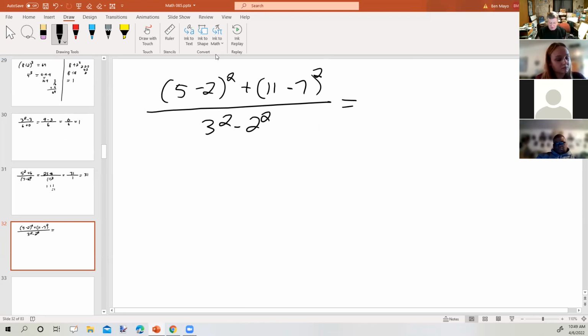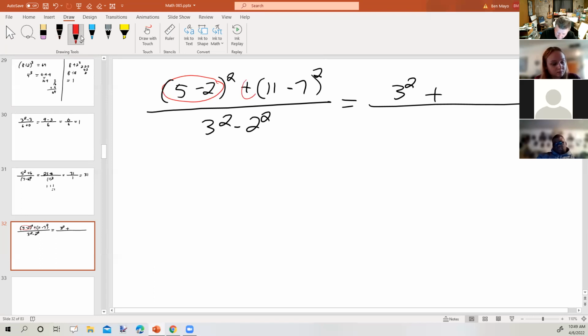Okay, we're going to start in the numerator. We've got the grouping symbols within the numerator first. What is 5 minus 2? That would be 3. So I've got 3 squared, right? I did the inside, still the result is squared. Then plus 11 minus 7 is 4, but that's squared.